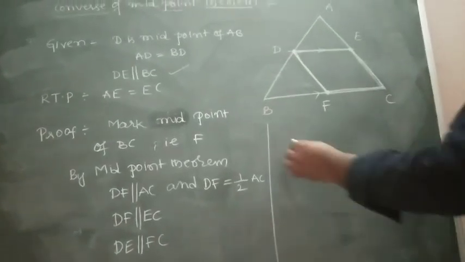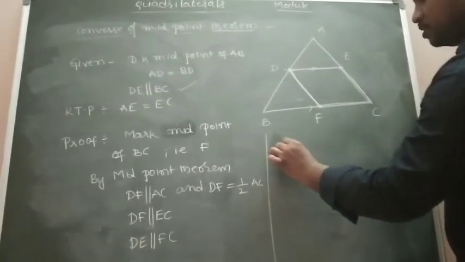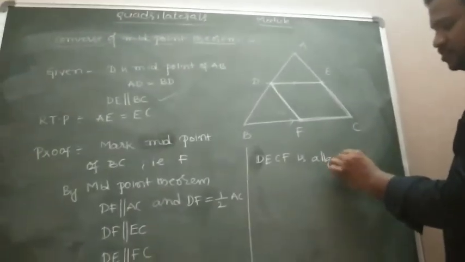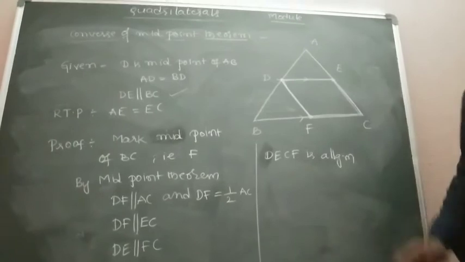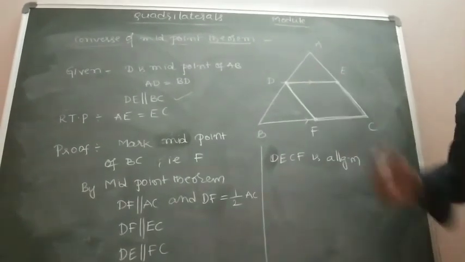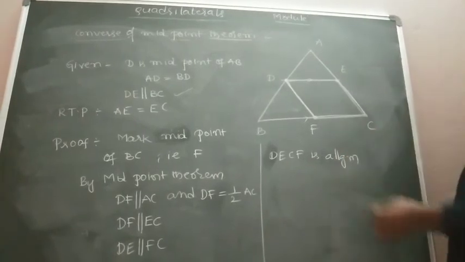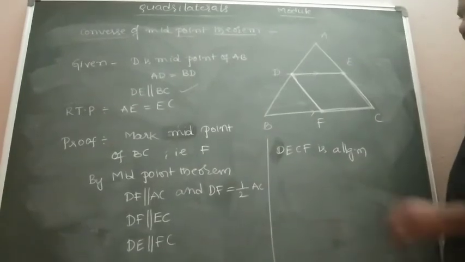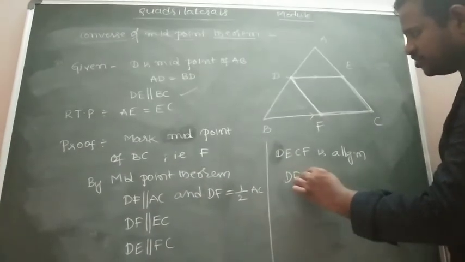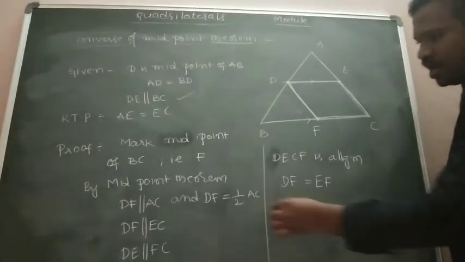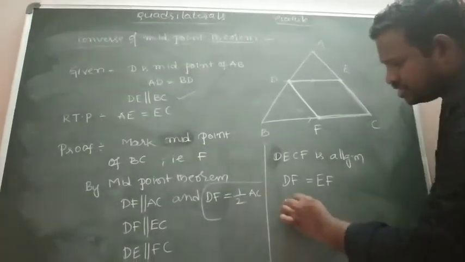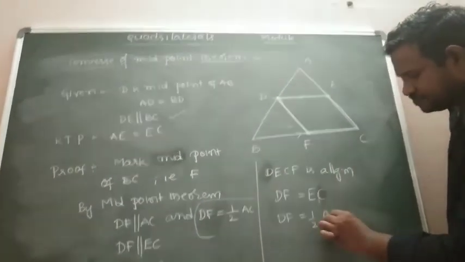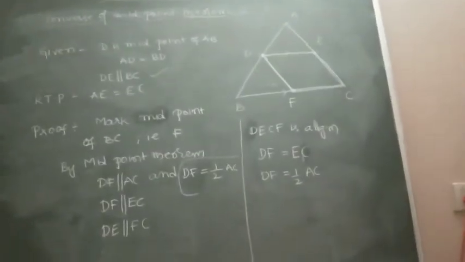Therefore, DECF is a parallelogram. In a parallelogram, opposite sides are equal, no? Yes. That means DF is equal to EC. Already here we have written DF is equal to half of AC.